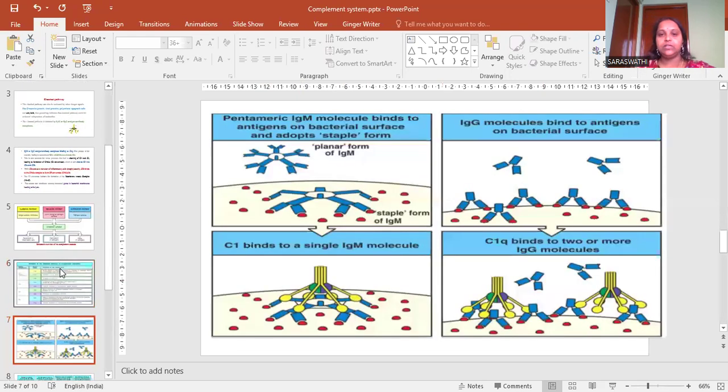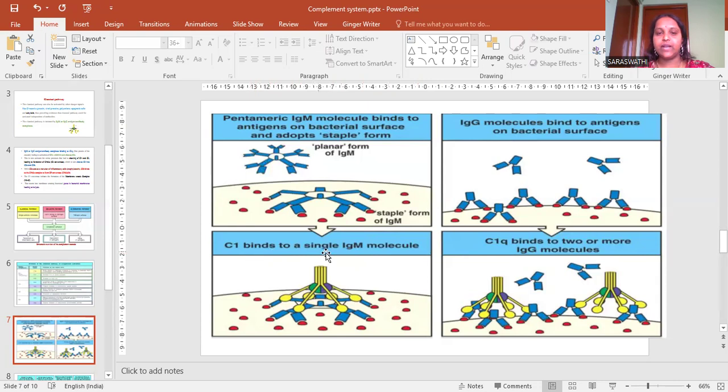Now we'll go to the classical pathway. As we discussed, it is activated due to the presence of IgM antibodies. This will bind to the bacterial surface. Because IgM is a pentamer, this is just a picture of the IgM antibody. So it will go and bind to the surface of the bacteria.